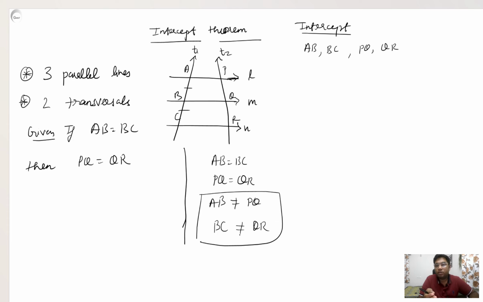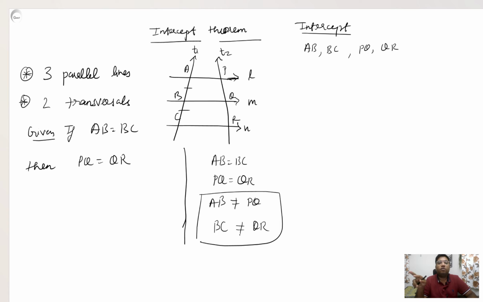That's precisely the point that I'm trying to make. AB and BC are equal. So on one transversal you have two intercepts, they will be equal. But it doesn't mean that with two transversals, this intercept will be equal to this one. No, that's not the intercept theorem. They may be equal for some other reason or may be given by the question itself. But the transversal has to be the same. The intercepts made by one transversal on three parallel lines are equal. So AB is equal to BC, PQ is equal to QR, that's okay.